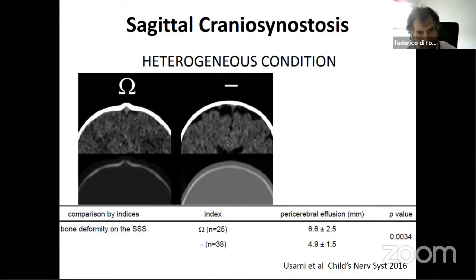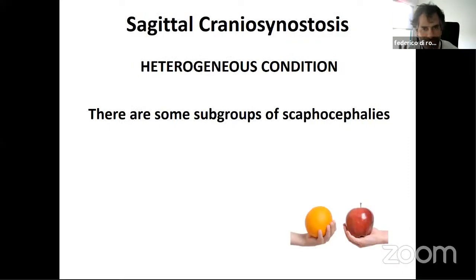And when we look at this, there is a correlation, indeed, between those who have the deformity over the sinus and the cerebral effusion of CSF. So probably there is, at least, a statistical correlation. Probably there is also a physiopathological explanation, with a worse CSF resorption in those cases. So clearly there are some subgroups of scaphocephaly. There are different types that we have to take into account.